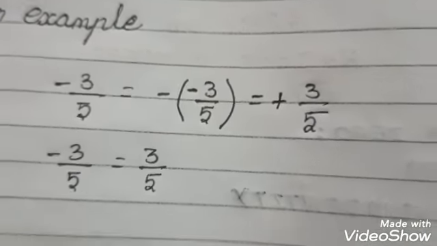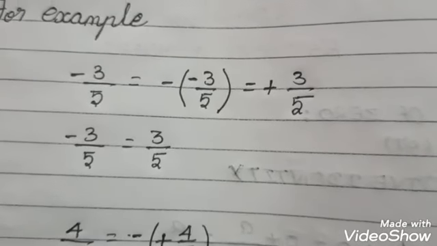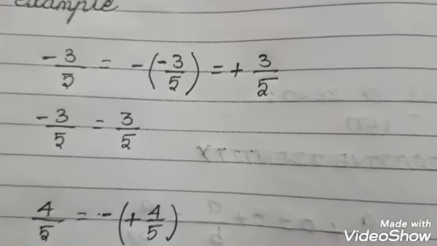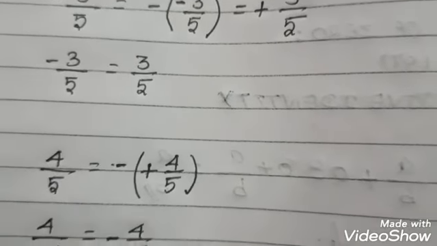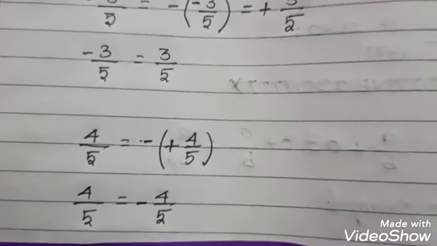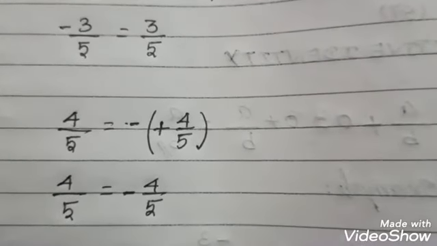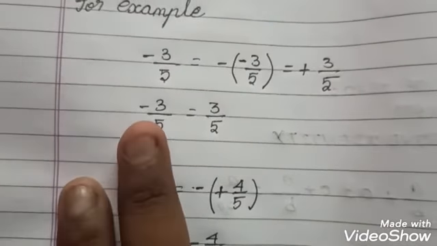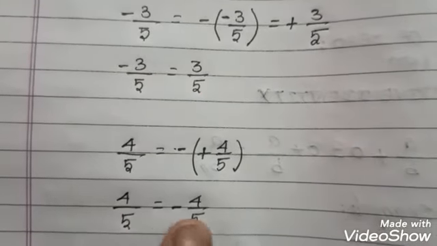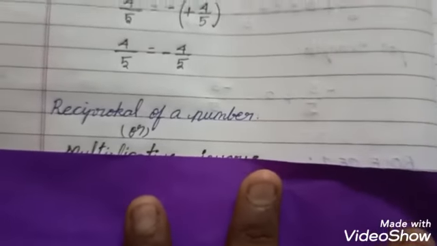Here is the example. Minus 3 by 5, the negative of a number, that means minus of minus 3 by 5, becomes plus 3 by 5. So the negative of minus 3 by 5 is plus 3 by 5. And the negative of plus 4 by 5 is minus 4 by 5. You see here minus becomes plus, plus becomes minus. This is the additive inverse.